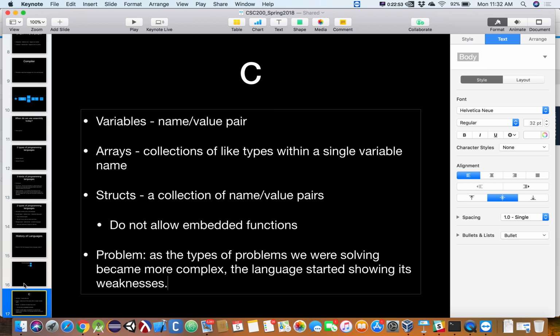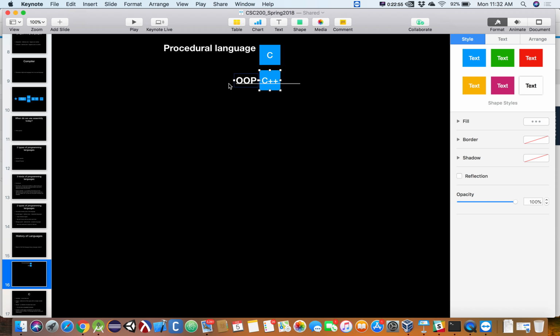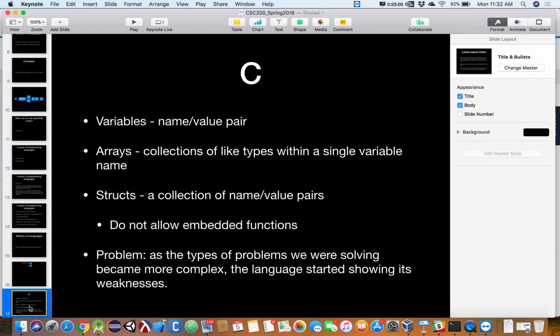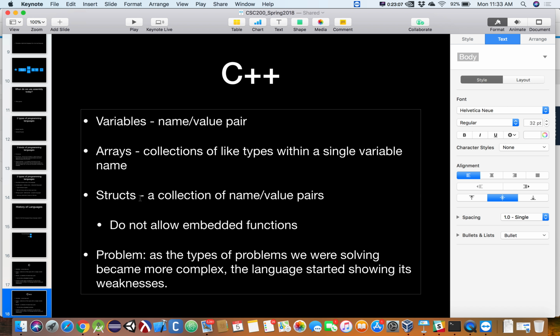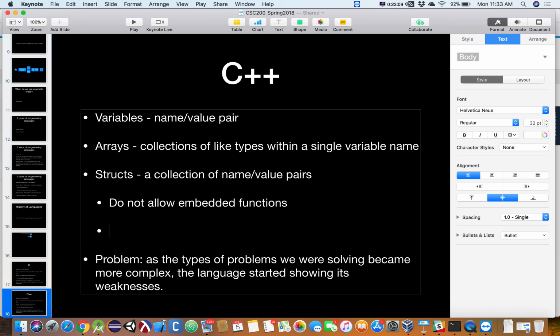So having said that, that's when they said, let's come out with an object-oriented version of C called C++. So I'm going to steal this guy. So this is C++. Still have variables, still have arrays, still have structs. But we added something called a class. And we're going to say a class is sort of like a struct that also allows embedded functions.